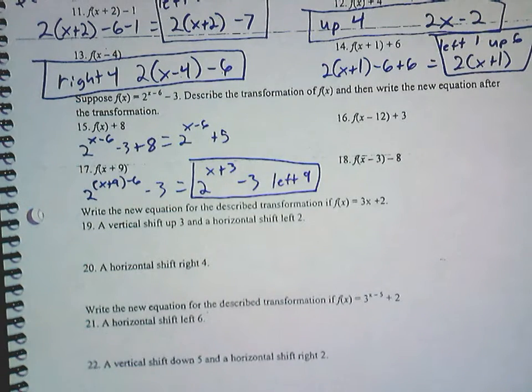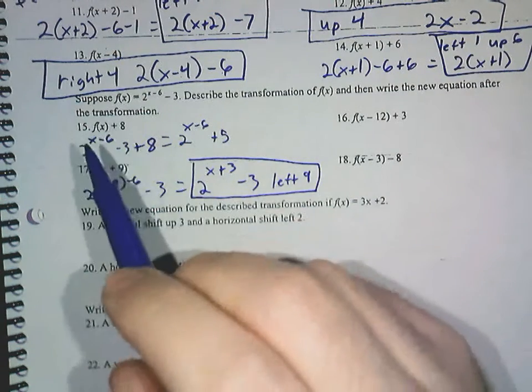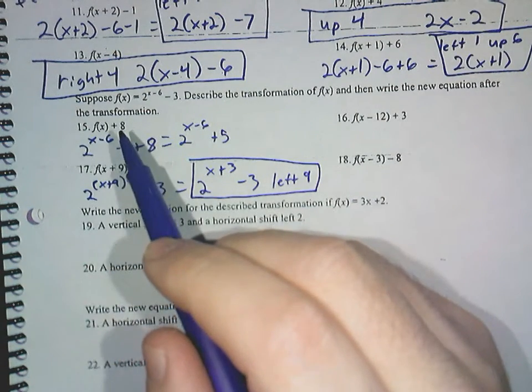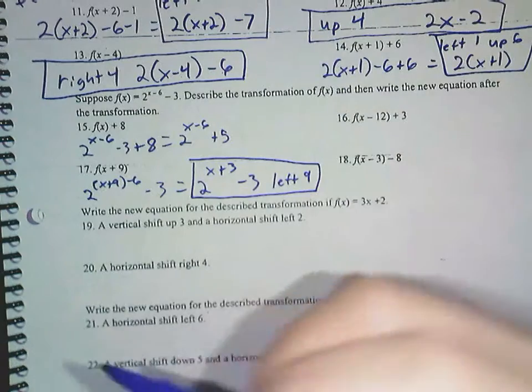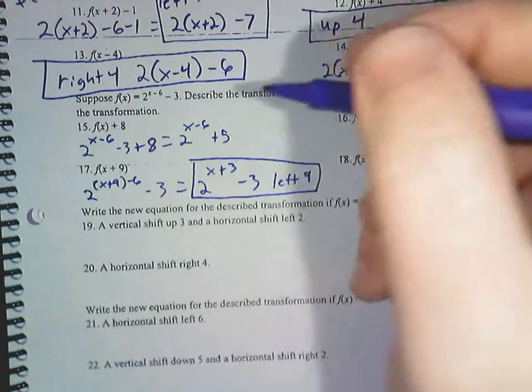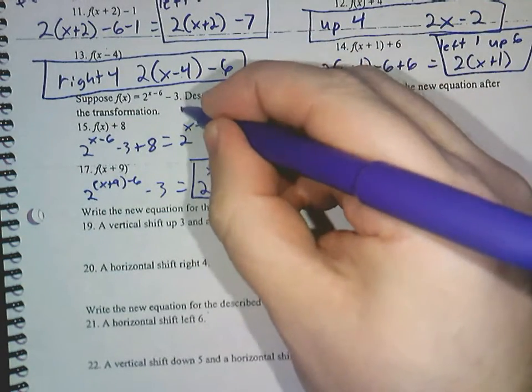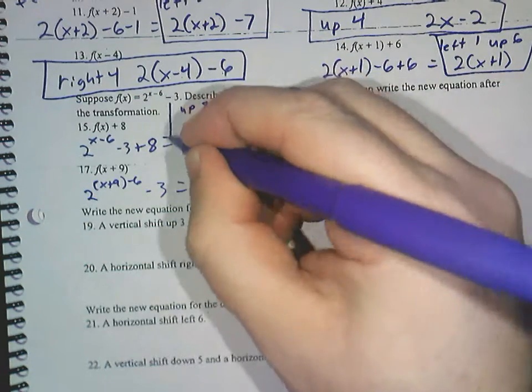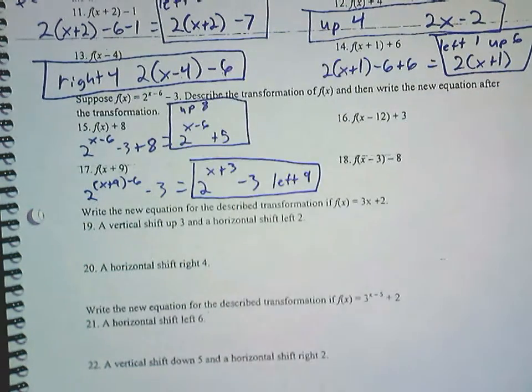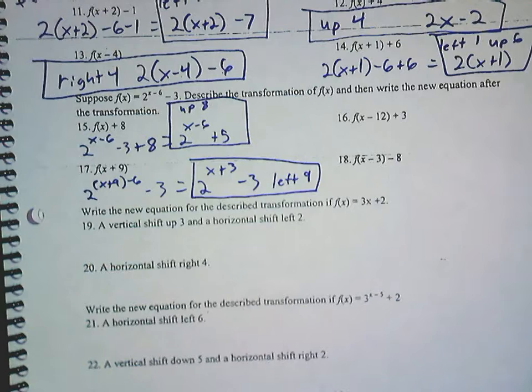So it became plus 5. Then I have to describe the transformation. I'm adding outside of the parentheses, which means it's vertical, and if I add vertically, it's going to go up that many spots. So this went up 8. And there are the answers for that one.